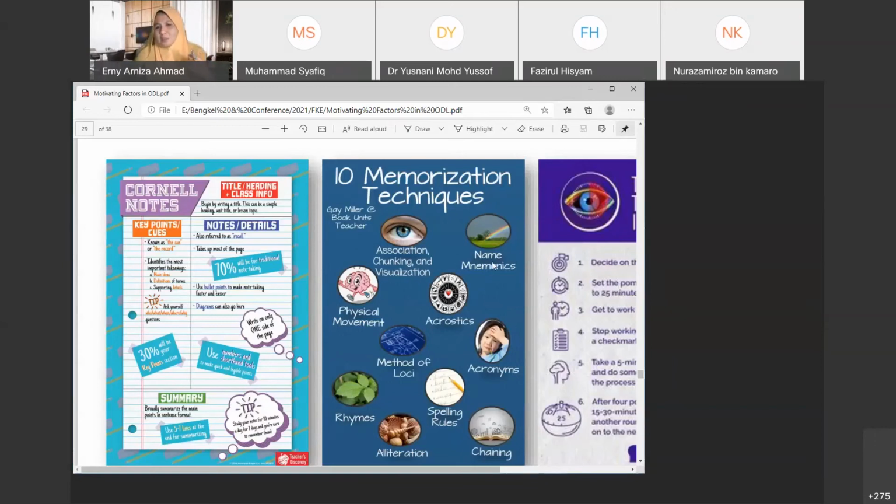And then ada setengah tu name mnemonics dia kena letak macam ada kawan ingat dulu masa kawan-kawan masih SPM tu dia tukar lirik lagu tu jadikan satu topik. Okay, so dia kan nyanyi ikut lirik lagu tapi dah ditukar jadikan lirik dia punya nota. Itu cara orang. And then physical movement, and then rhymes, alteration, training, acronyms, spelling rules, so all these are the memorization techniques.